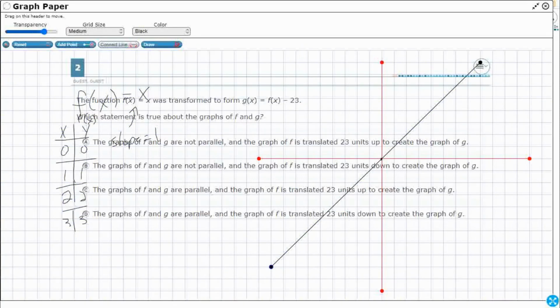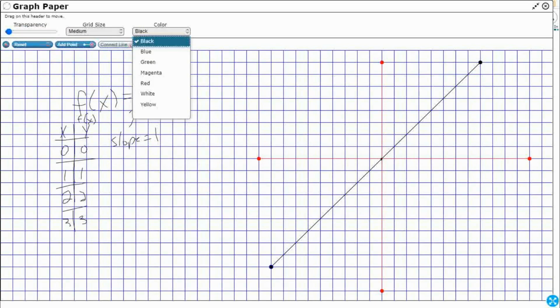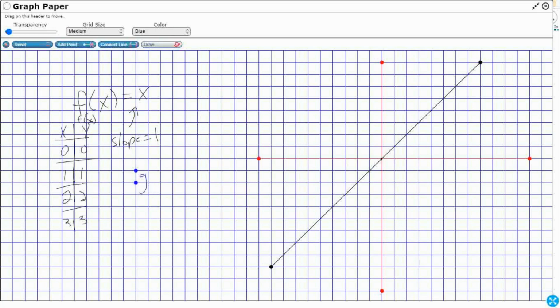Now, the other one is g of x equals f of x minus 23. That's a little bit different. Let's get back to our draw line here. g of x equals f of x minus 23. Now that's kind of a strange formation. We're going to take this f of x, this black line, and transform it somehow. But you notice that my f of x is equal to x, so I'm just going to replace this f of x with x. Since those two are equal, I can substitute them. So g of x is going to equal x minus 23.